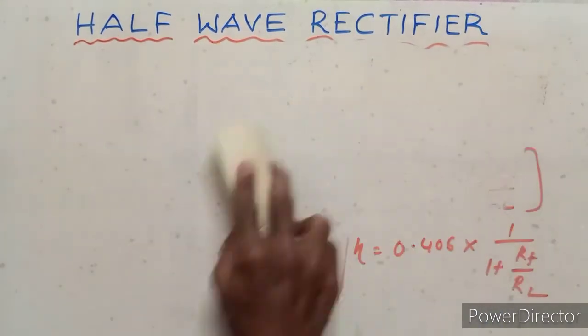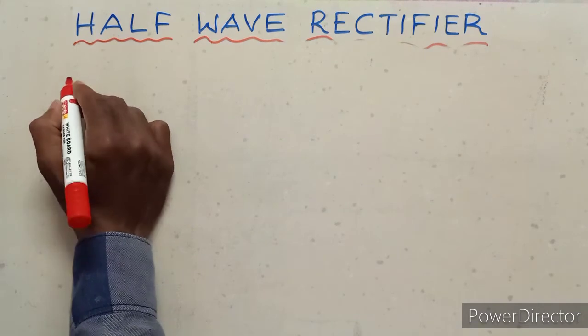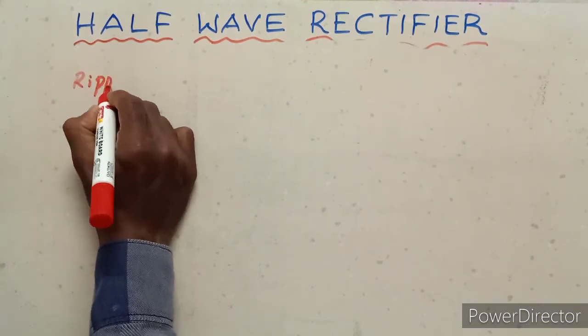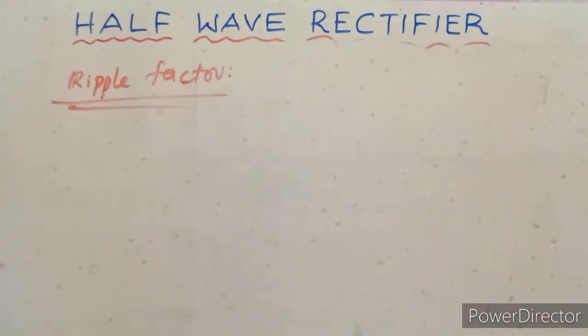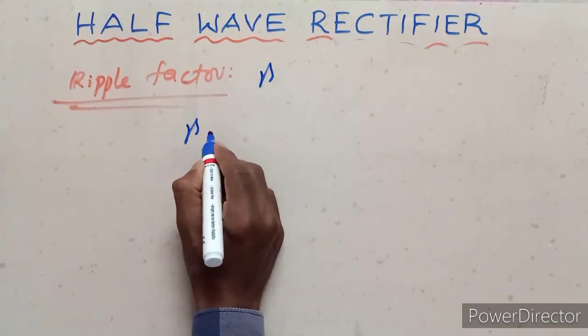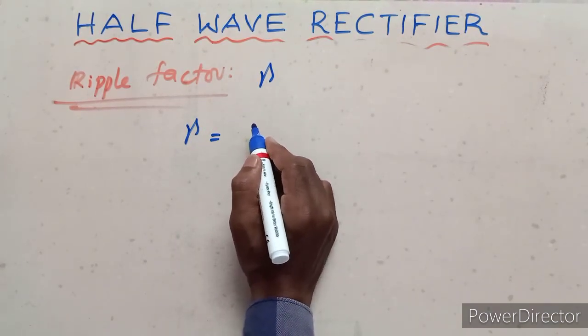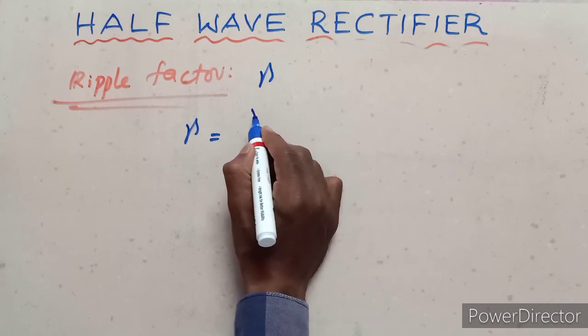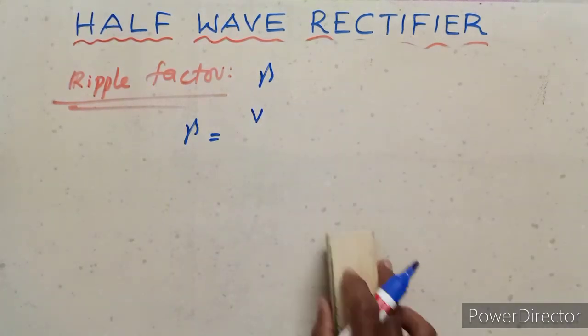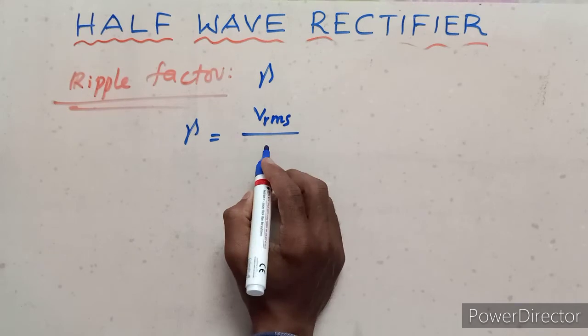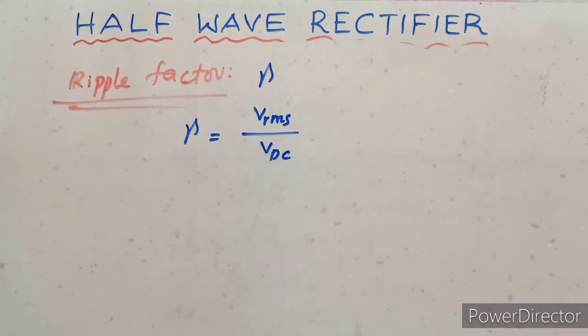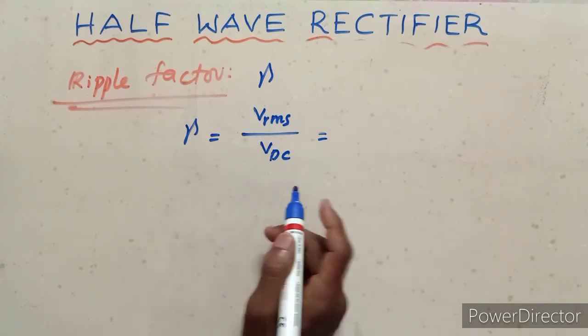Next parameter is the ripple factor. Ripple factor is also a ratio. It is denoted by gamma. Gamma equals the ratio of the RMS value of the AC component, Vrms, upon the DC output component.